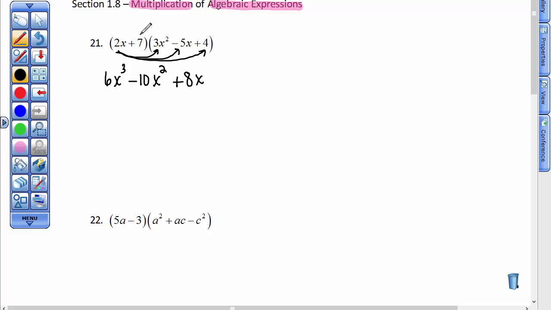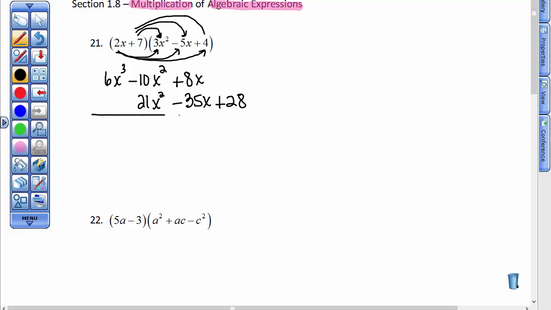Now, when I multiply the 7 times all of these terms, I'm going to locate these underneath the like terms. So 7 times 3x squared is 21x squared. So I'm locating it right underneath the minus 10x squared. 7 times a minus 5x is a minus 35x. And then finally, 7 times 4 is 28.